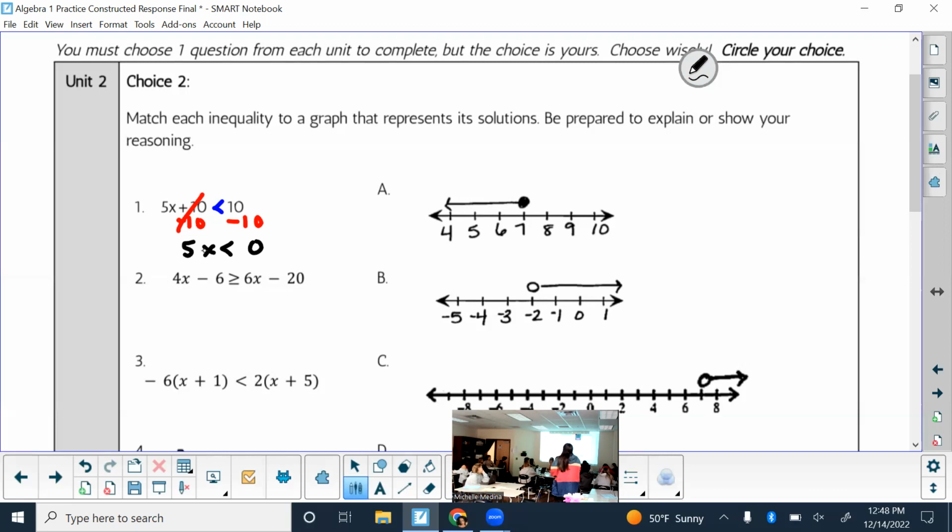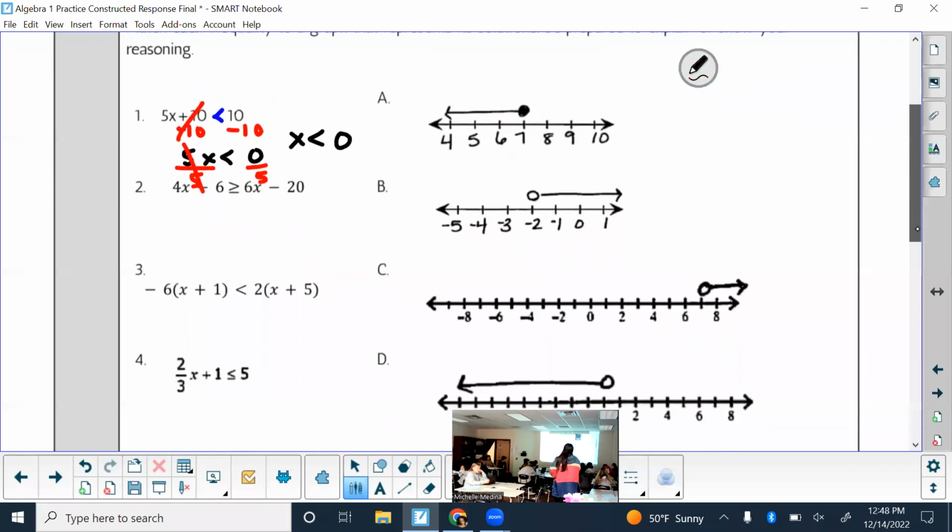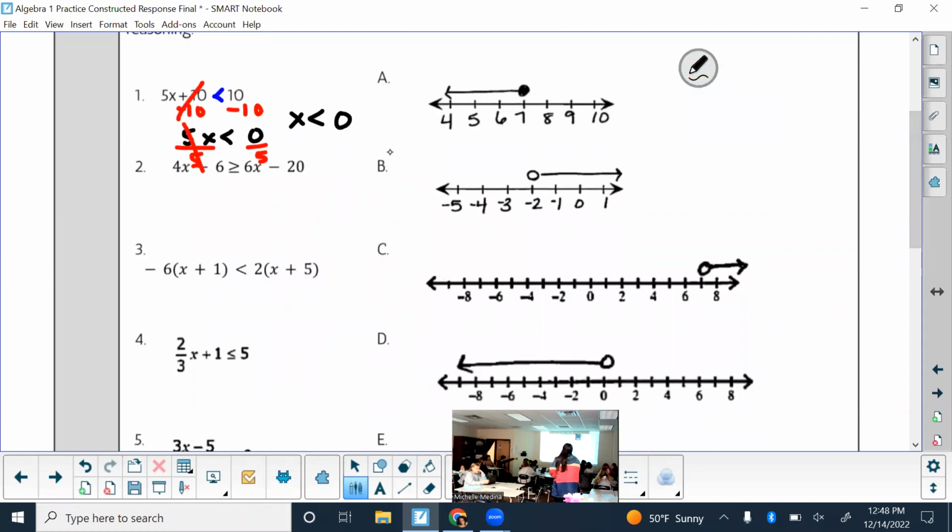Good. Opposite of multiplying by 5 is dividing, and whatever you do on one side of the symbol, you do on the other. Do I need to flip the sign? No, because it's not a negative. It is not a negative that we're dividing by, so leave it alone. What's 0 divided by 5? 0. Now, between B, C, and D, because we already said because of the symbol, it should be an open circle. Which one's the answer? D. It happens to be the only one that's on the 0.